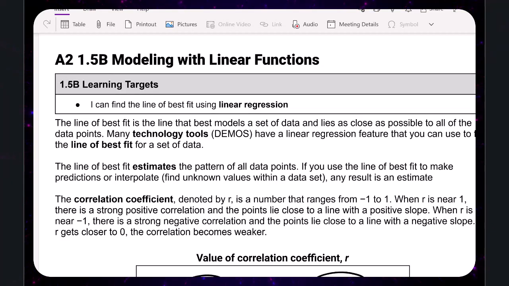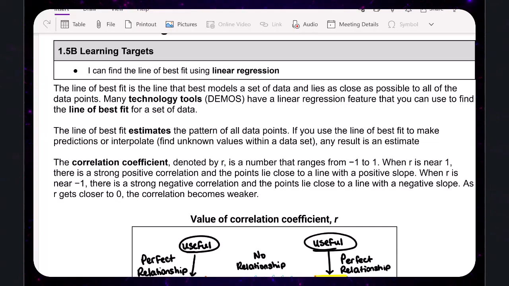Hello everyone and welcome. This is the video for section 1.5b, modeling with linear functions, and in this particular lesson we are going to focus on using technology to find the line of best fit. So we will be completely dependent on technology today, specifically Desmos, and I misspelled it in your notes.